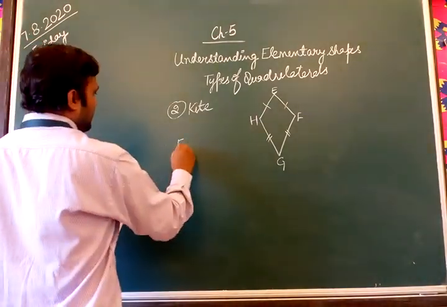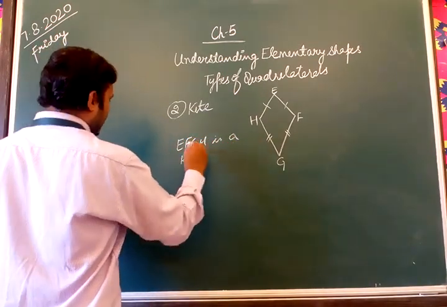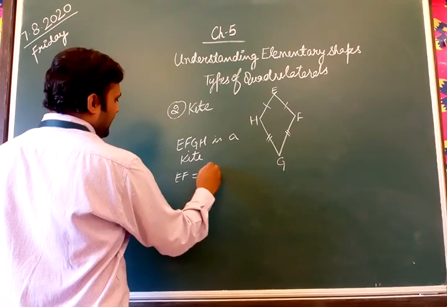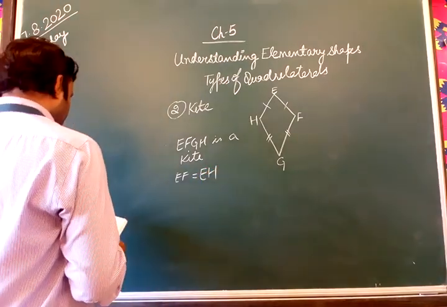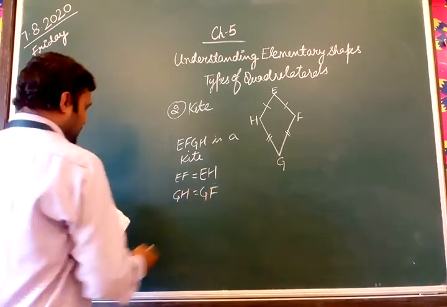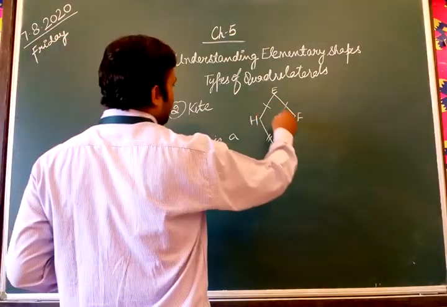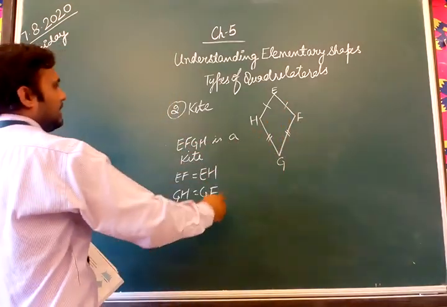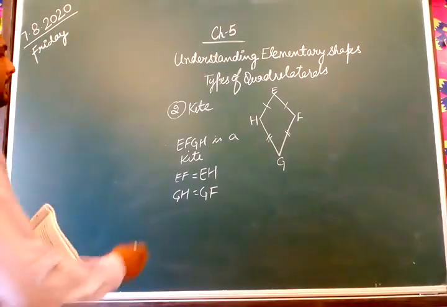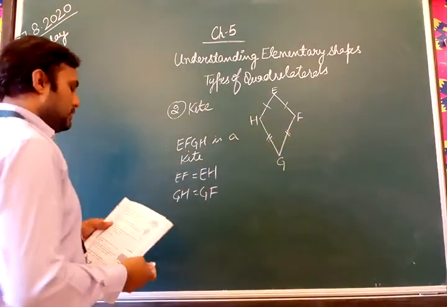So EFGH is a kite if EF equals EH and GH equals GF. Opposite sides are not equal. This side is not equal to this side and this side is not equal to this side. The adjacent sides are equal: this side equals this and this side equals this. So EFGH is a kite when EF equals this and this equals this. So this is a kite.